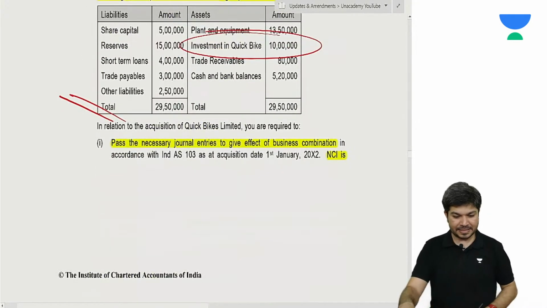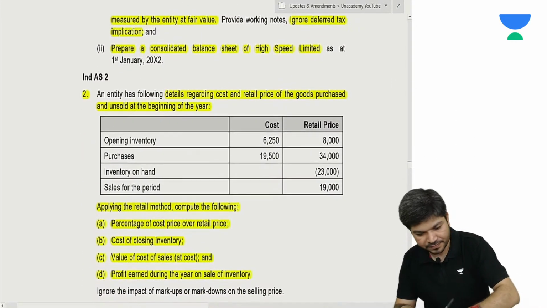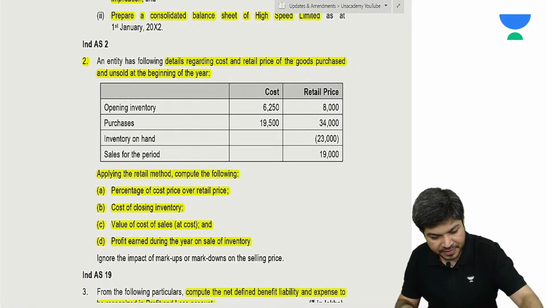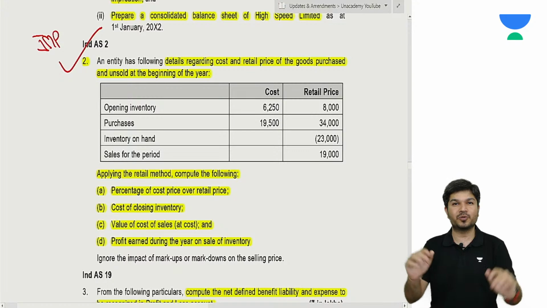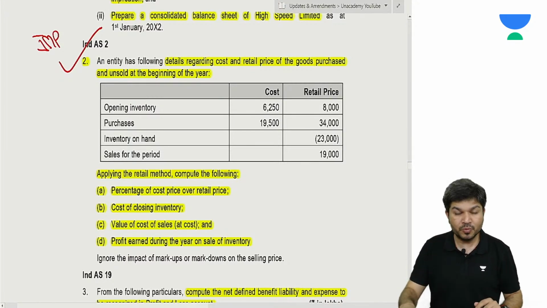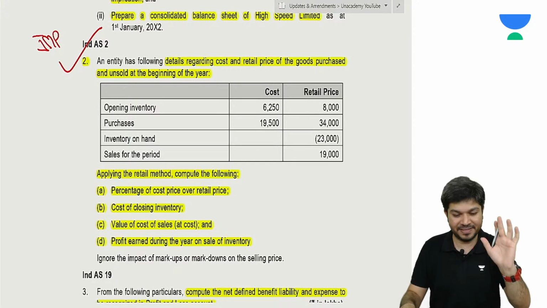Okay, coming next, question number 2, this is a bit different. Whichever questions I feel are important, I'll be taking in detail. Normal ones, we'll just go through it. Okay, question 2 is important, a bit different one. It's not difficult, it's a bit different.